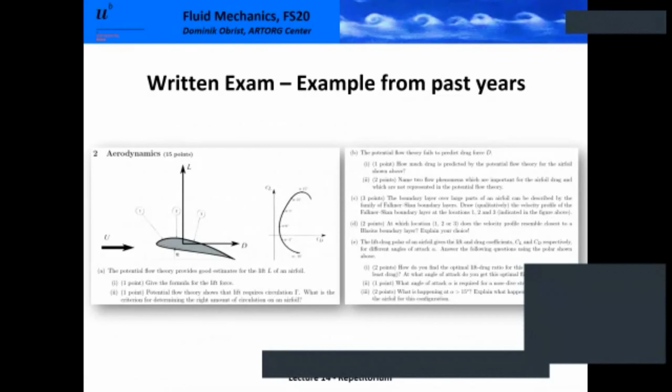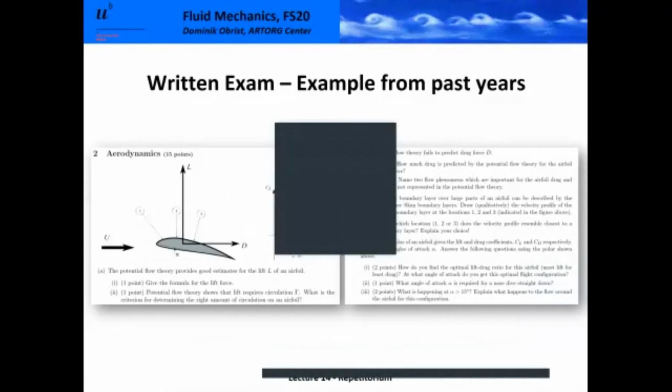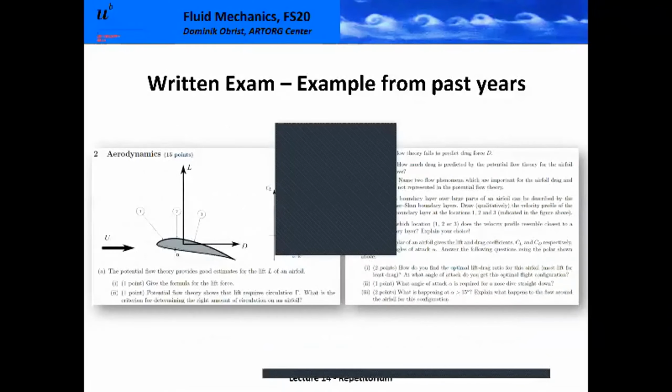Just notice that there's a question on the chat. So is it allowed to look things up in those? Yes, absolutely. You're allowed to look up things. Maybe I should have said that. The written exam is an open book, open notes exam.